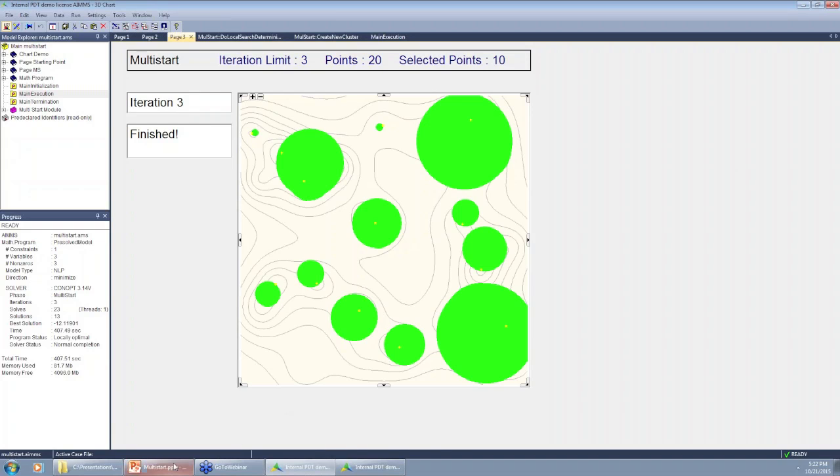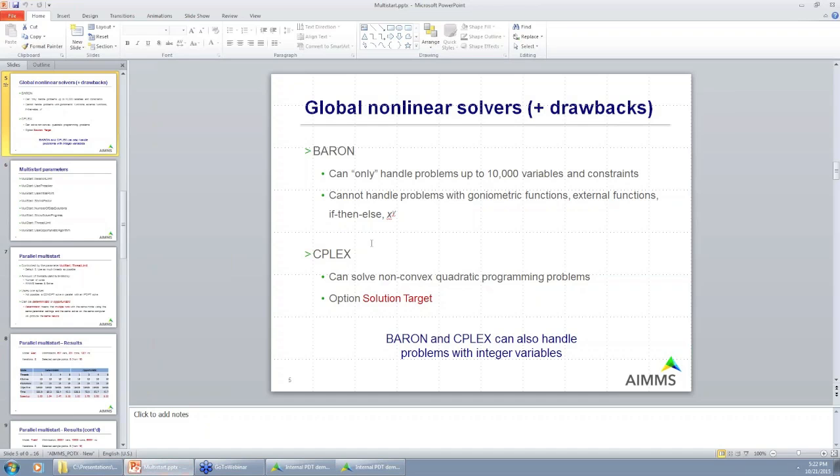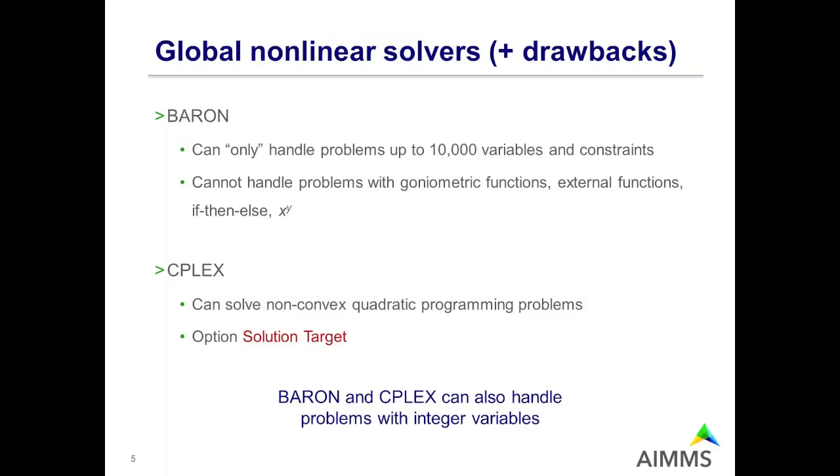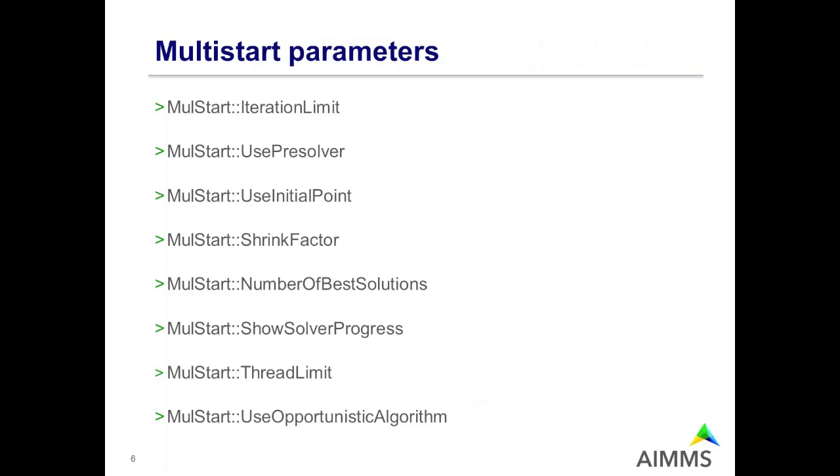Okay, back to the presentation. So there are several parameters that can be used to steer the multistart algorithm. I showed you before the location where they are. They are the control parameters, so I will briefly describe them. You can also find them in the language reference.